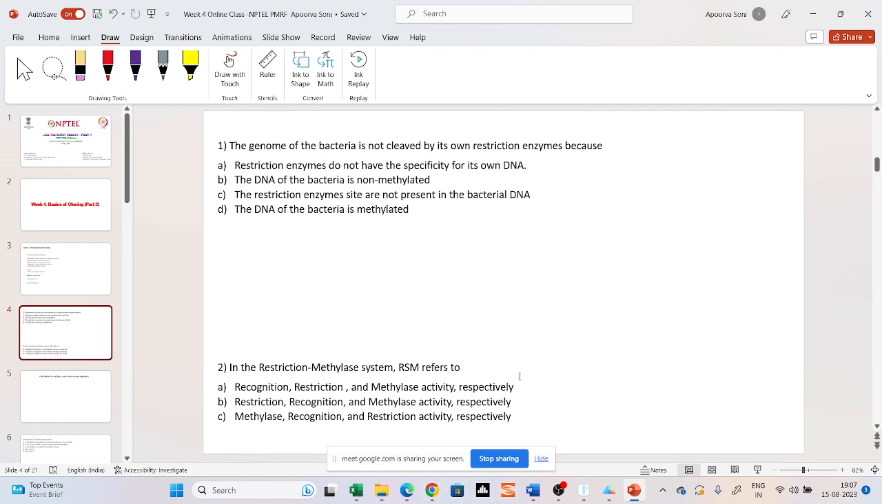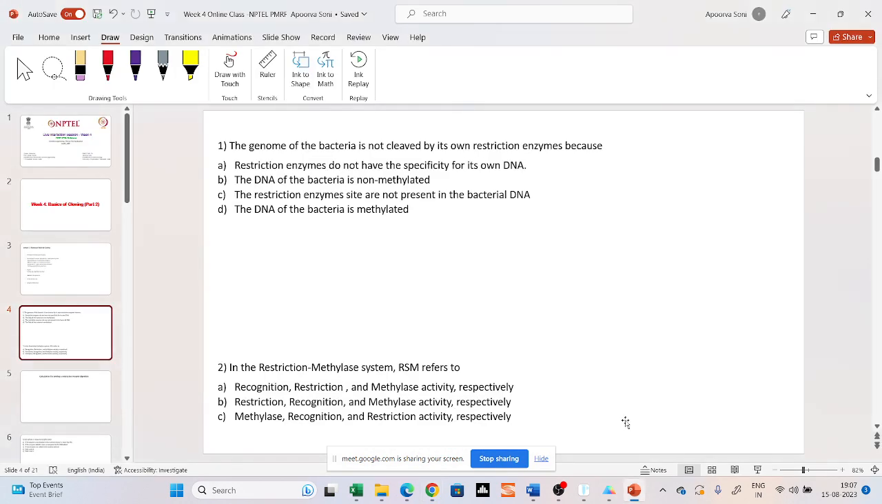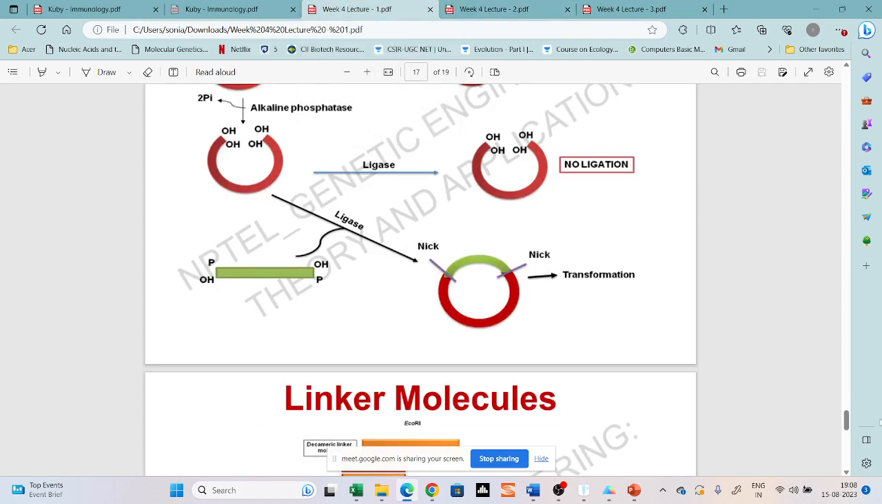So, just one quick question. Could you understand the restriction methylase system that was in lecture 1? Or were there some confusions, because this question is based on the restriction methylase system? If you have a problem, then I can explain it, because this question is related to that only. It's the very first thing. Okay, so I'll just revise it. It was in lecture 1.